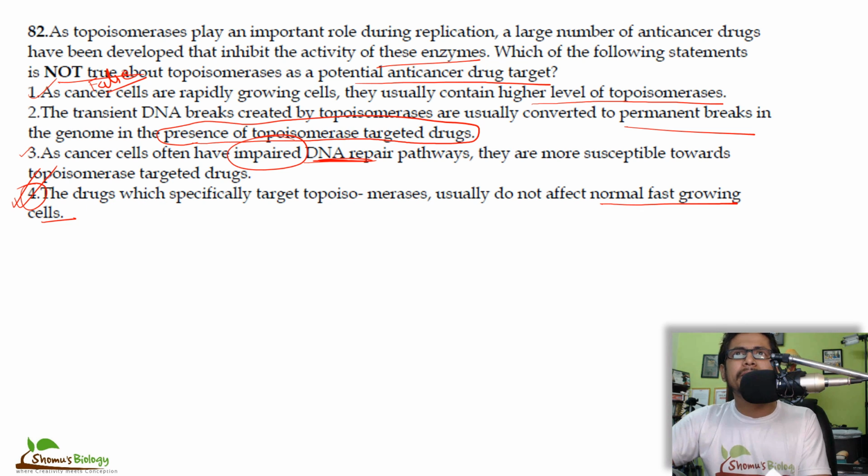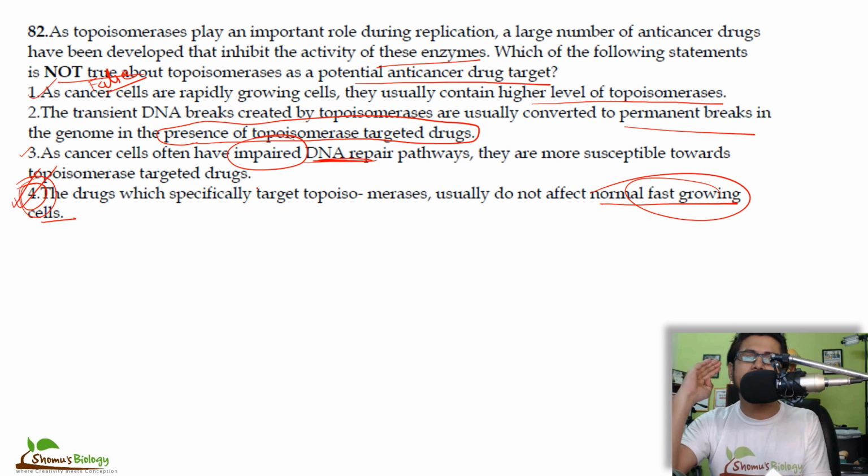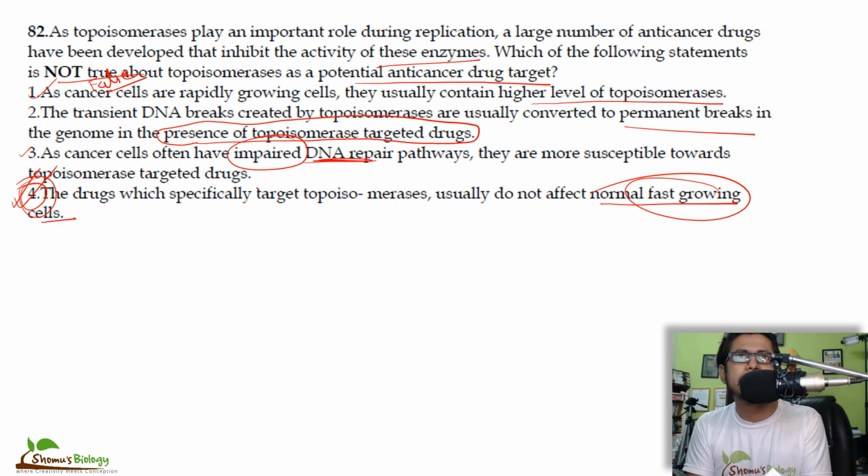So, the drugs which specifically target topoisomerase usually do not affect normal fast growing cells. This is a false statement that we can take, because whatever normal cells we have, the normal cells are going to be killed. The same process will occur for the normal cells as well, because the drug is going to act on all the cells, normal cells as well as the cancer cells.